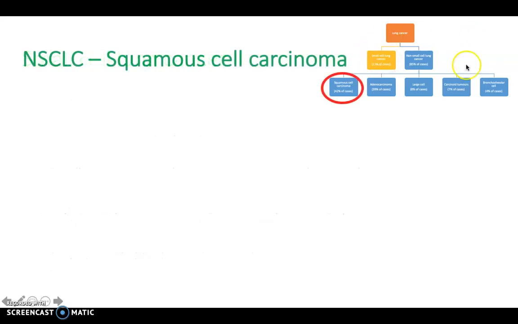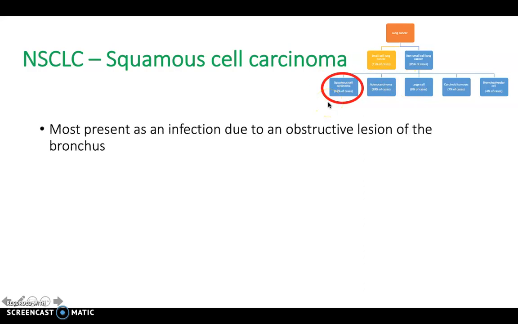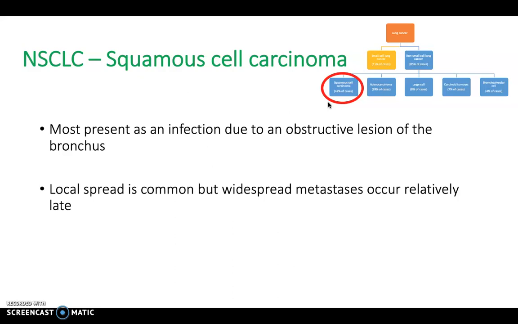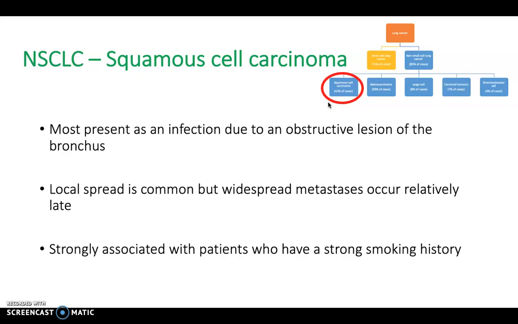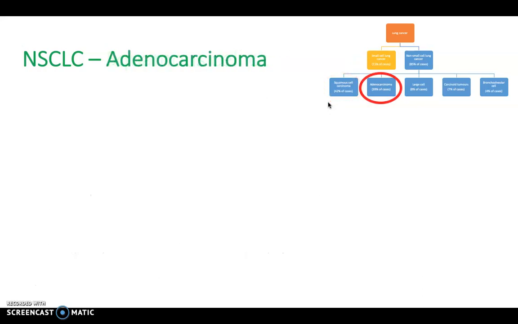Moving on to the non-small cell lung cancers, firstly we have squamous cell carcinoma. These are most commonly associated with smoking, and they often present as an infection due to an obstructive lesion of the bronchus. Local spread with these is common, but widespread metastases are fairly late on in the prognosis, so if you catch this early you have a better chance of dealing with this successfully, and as we said before, they're strongly associated with patients who have got a strong smoking history.